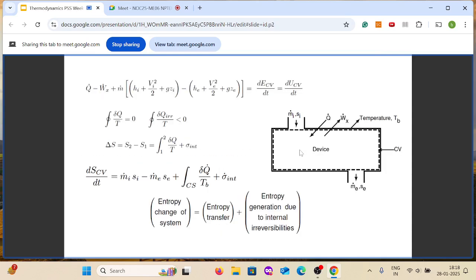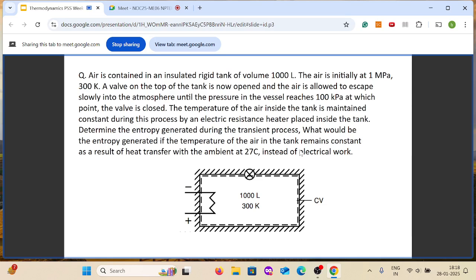So the first question is: air is contained in an insulated rigid tank of volume 1000 liters. The air is initially at 1 megapascal and 300 Kelvin. A valve on the top of the tank is now opened, and the air is allowed to escape slowly into the atmosphere until the pressure in the vessel reaches 100 kilopascal, at which point the valve is closed. The temperature of the air inside the tank is maintained constant during this process by an electric resistance heater placed inside the tank. Determine the entropy generated during the transient process. What would be the entropy generated if the temperature of the air in the tank remains constant as a result of heat transfer with the ambient at 27 degrees Celsius instead of electrical work?